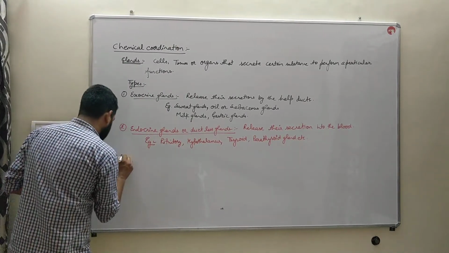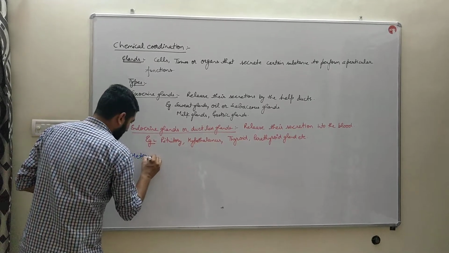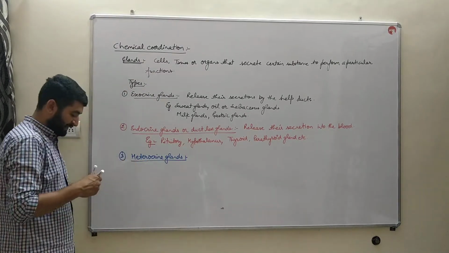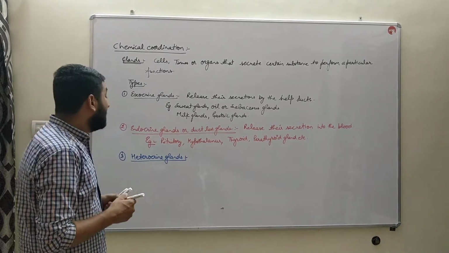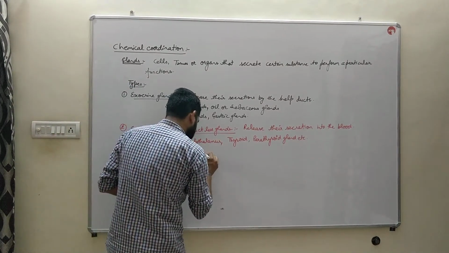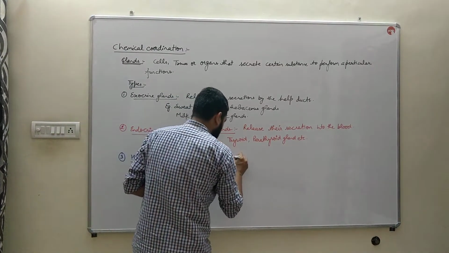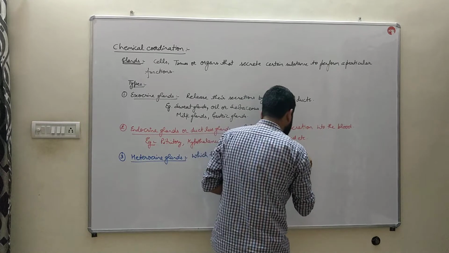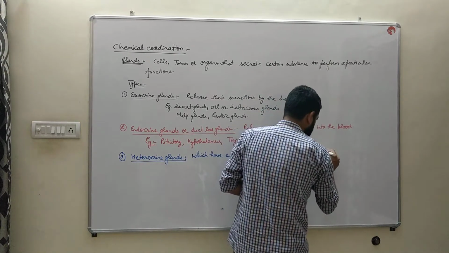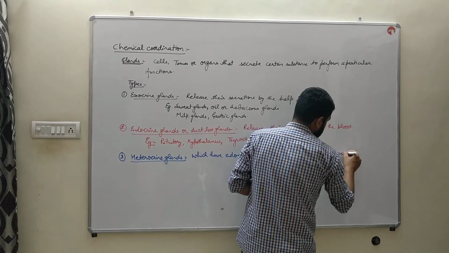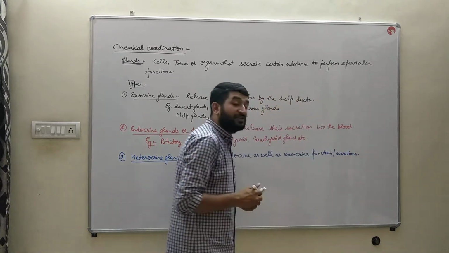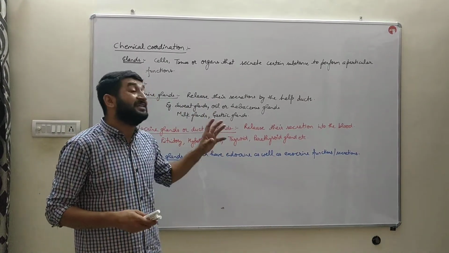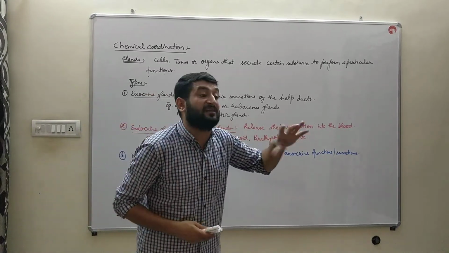The third ones are known as heterocrine glands. What are heterocrine glands? The glands which have endocrine as well as exocrine functions, or you can say secretions. That is, they release their secretions into the blood circulatory system. That is the endocrine function. As well as they secrete certain substances by the help of their respective duct as well.